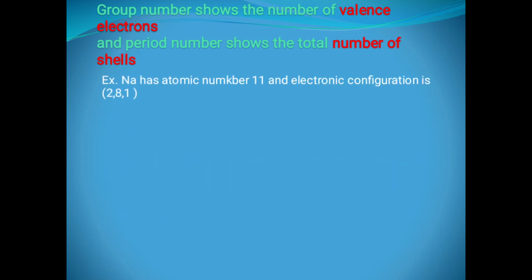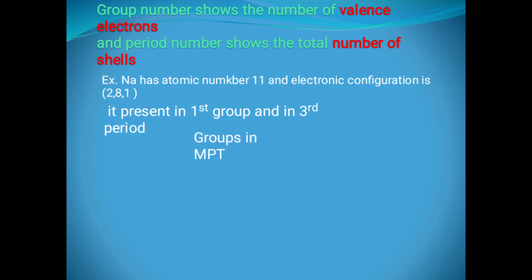Let us see one example. Suppose sodium has atomic number 11 and its electronic configuration is 2, 8, 1. Focus on its electronic configuration. There is only one electron in its outermost shell, meaning one valence electron, and that's why it is present in the first group. The total number of shells is 3, that is 2, 8 and 1. So sodium is present in the first group and the third period. According to that, you can easily find the location of elements in the periodic table.